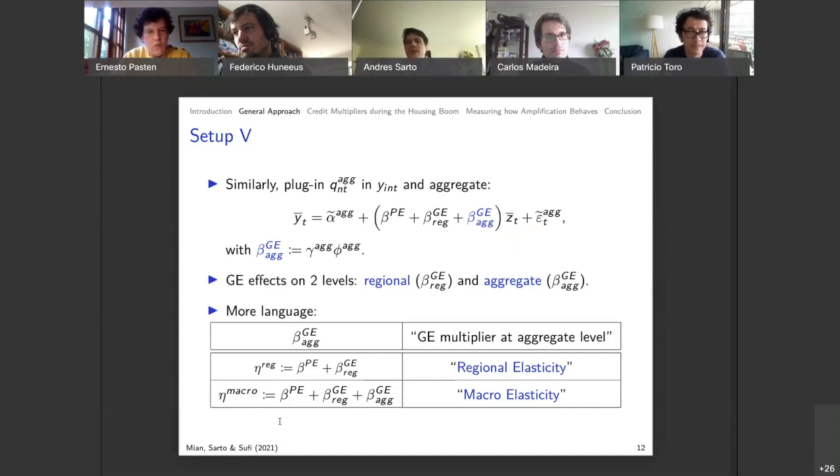Okay, so just a little bit more terminology. This is the last one. If I repeat that at the aggregate level, with the aggregate equilibrium object, I get a third layer of GFX, which I'm going to call the G multiplier at the aggregate level. The sum of the partial equilibrium effect and the G multiplier at the regional level, I'm going to call the regional elasticity, and the whole sum of the three things, the macro elasticity, as is usually the case.